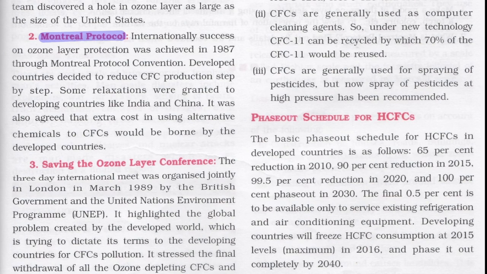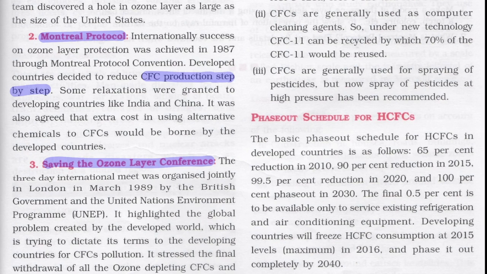Montreal Protocol. International success on ozone layer protection was achieved in 1987 through the Montreal Protocol Convention. Developed countries decided to reduce CFC production step by step. Some relaxations were granted to developing countries like India and China. It was also agreed that the extra cost of using alternative chemicals to CFCs would be borne by the developed countries.